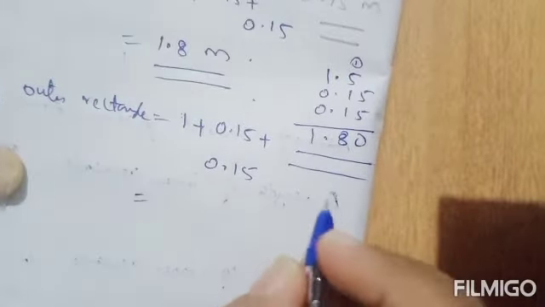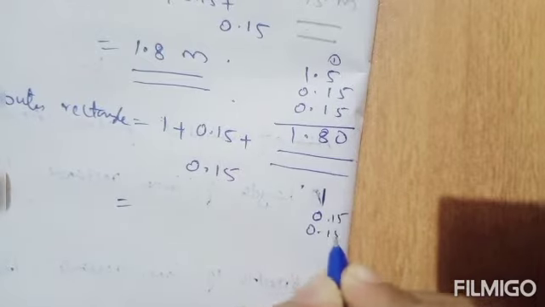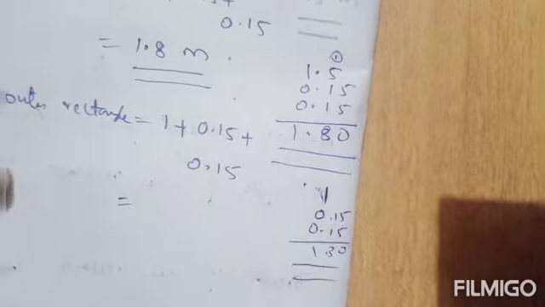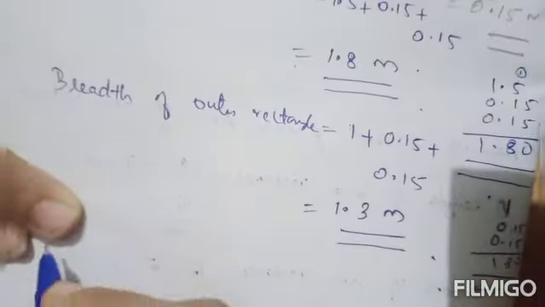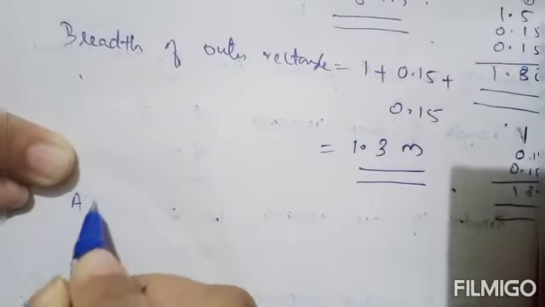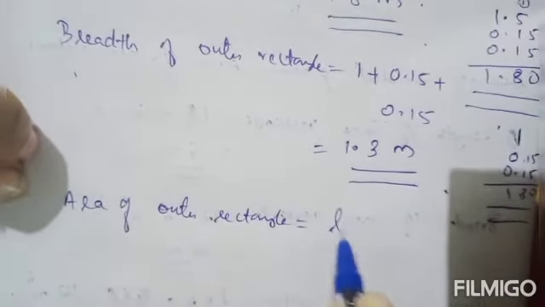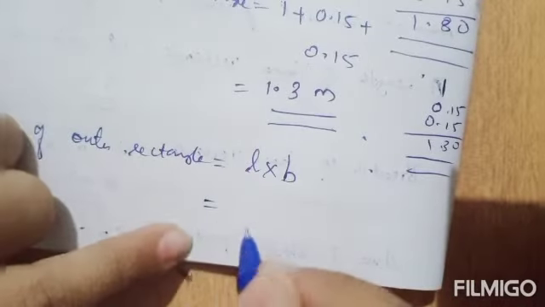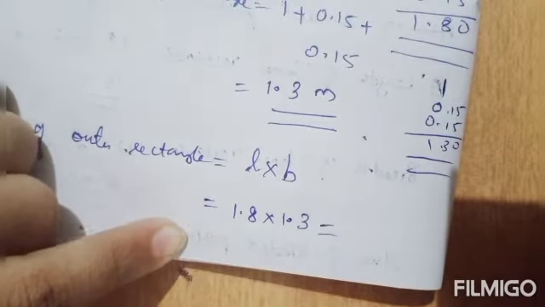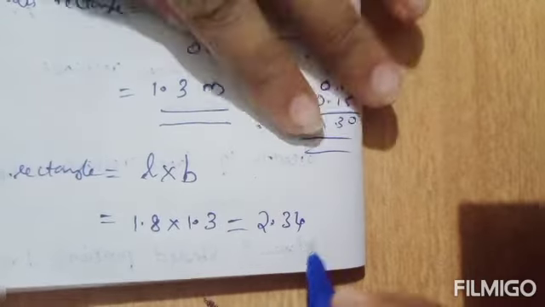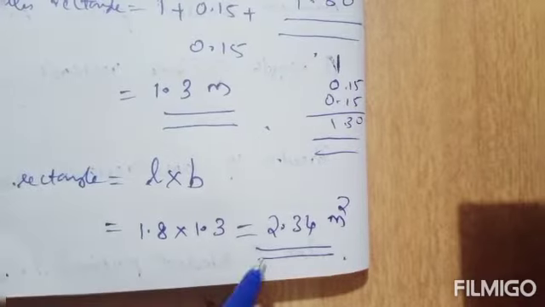So what will you get on adding? It will be 1 plus 0.15 plus 0.15. You will get 1.30, that is 1.3 meter. So you got the length and breadth of the outer rectangle. You can find the area of the outer rectangle now. Area of the outer rectangle is L into B, the rectangle formula. So 1.8 into 1.3. What will you get? 2.34 square meter. This is the area of the outer rectangle.